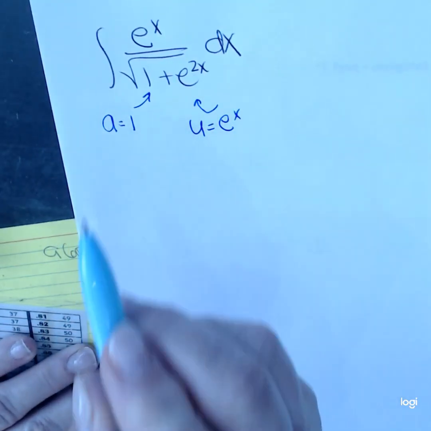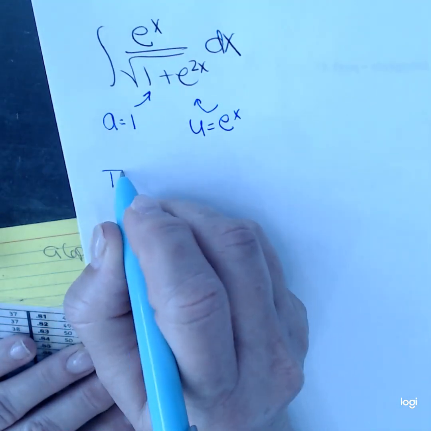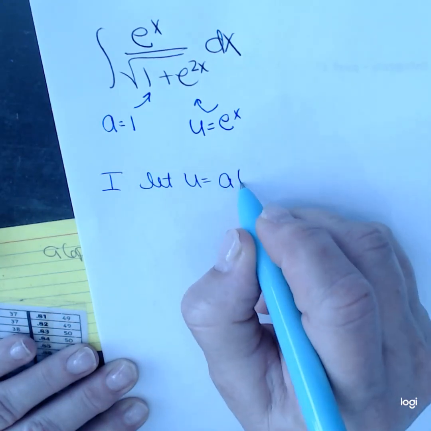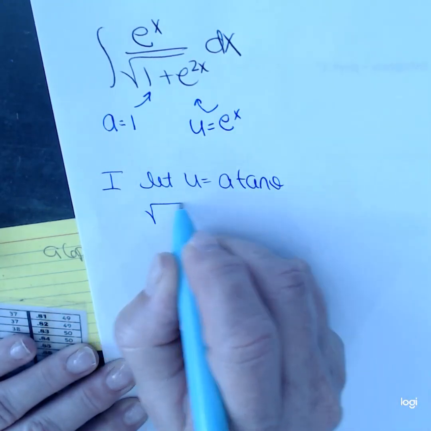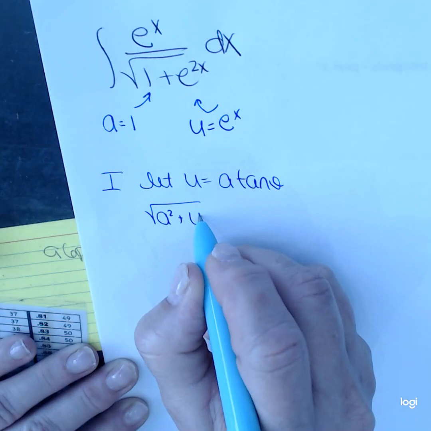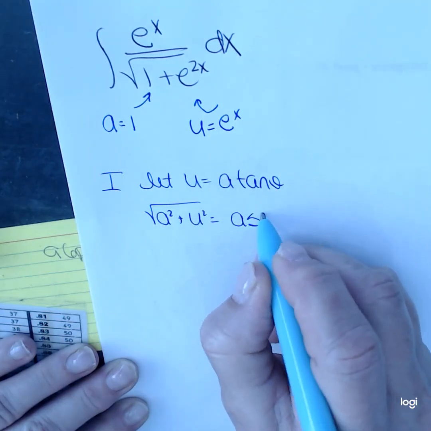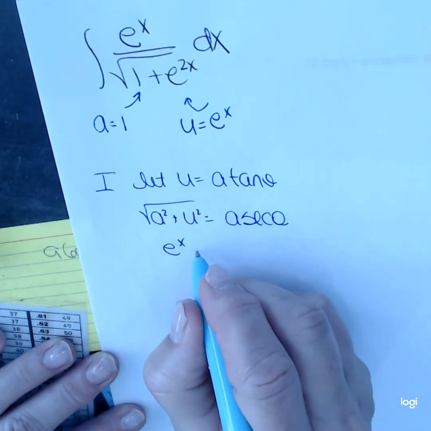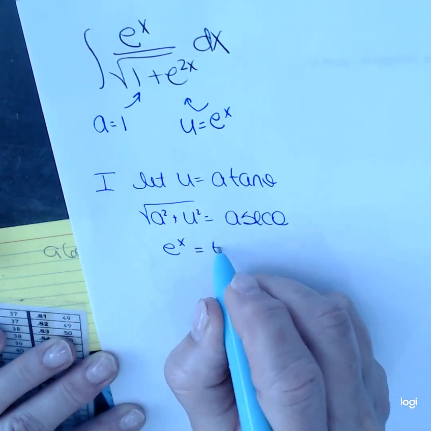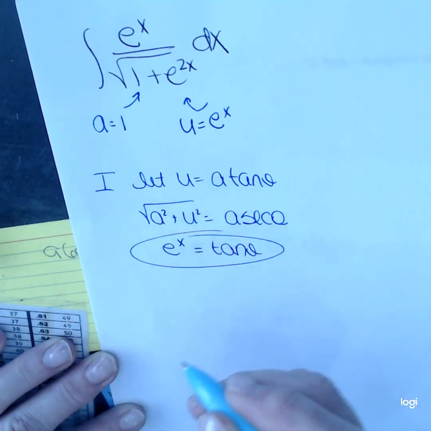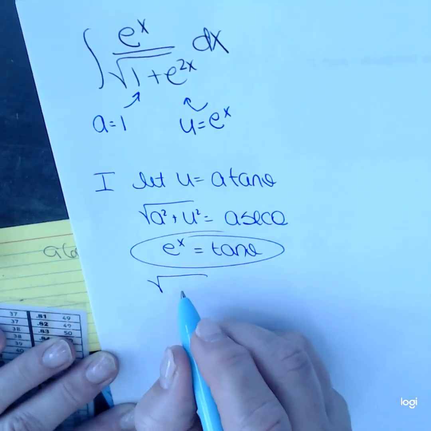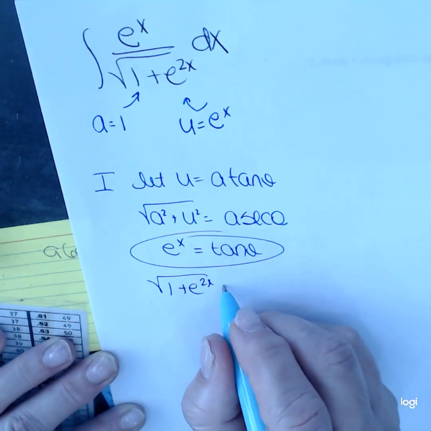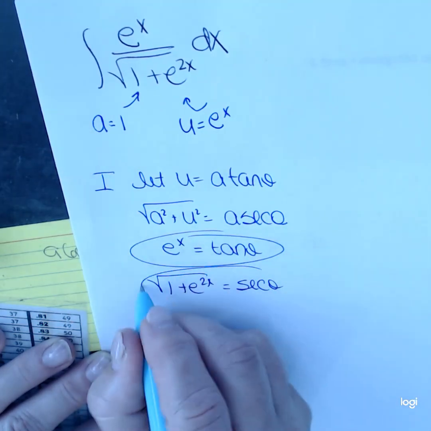In this case, we have a squared plus u squared, so we're going to use the substitution that we let u equal a tangent of theta, so that the radical of a squared plus u squared will be equal to a secant of theta. In this case, our u is e to the x, and that's going to be equal to 1 times the tangent of theta, so that the radical then, which is the square root of 1 plus e to the 2x, is equal to a secant of theta, or simply secant of theta.